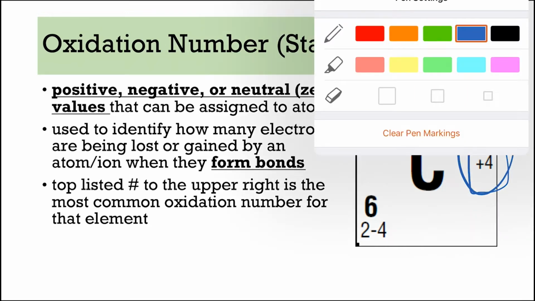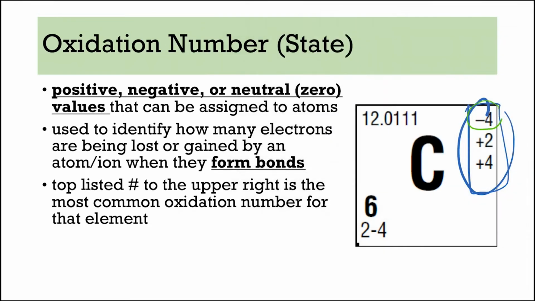Now, generally speaking, the top number is the most common, that's why it's on top, but that is not to say it can't be any of the options. So when we try assigning oxidation numbers to elements, we're not always going to use that first one, and that's totally okay. It just takes kind of practice, and we're going to work on that shortly.